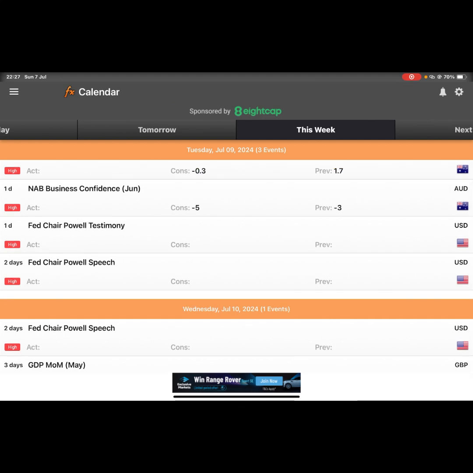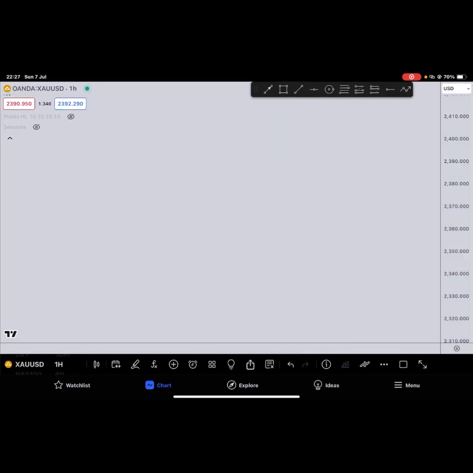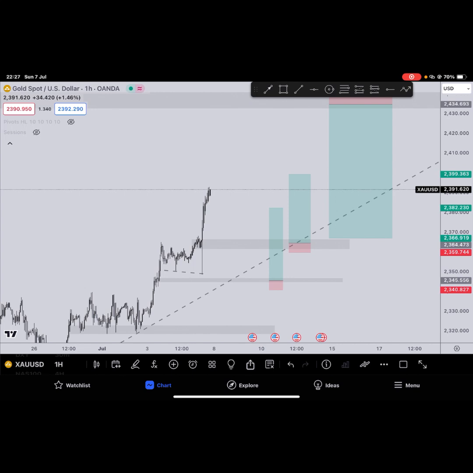So guys, it's going to be a volatile week. Just stay tuned, stay glued to your chart, and focus on these entry levels I gave you. We know we're in a bullish market, so majorly look for buys.